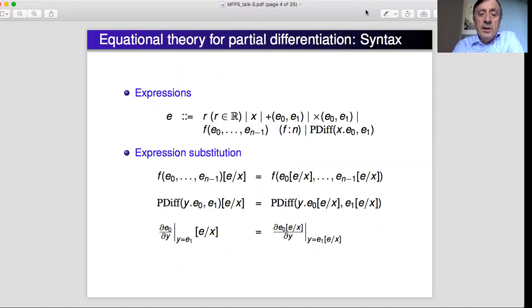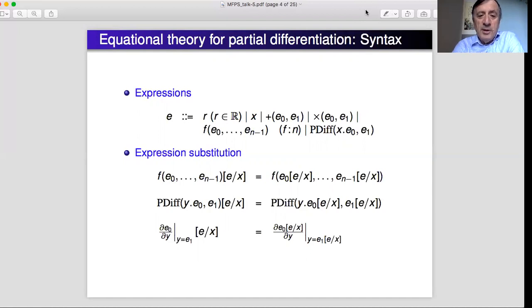So let's see what our syntax is for our partial differentiation algebra. We're going to allow real constants, variables, plus and times, f of some e's, where f is actually a function variable. So we now have two kinds of variables, ordinary variables and function variables. Function variables come with built-in arities, and pdiff. And if we're going to do equational logic, we need substitution. So here's a standard substitution.